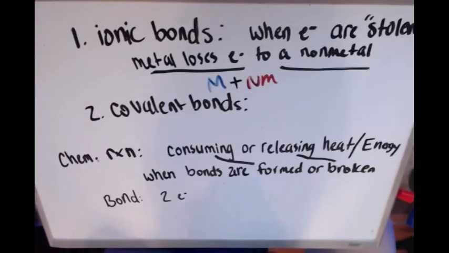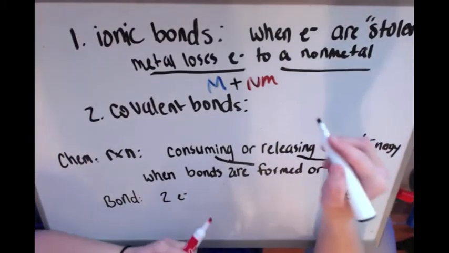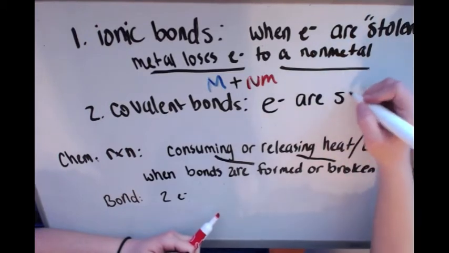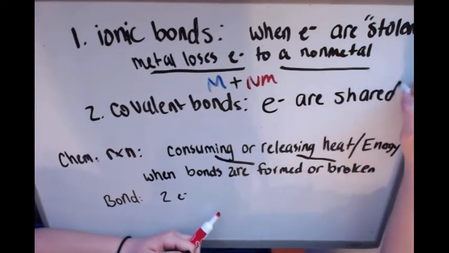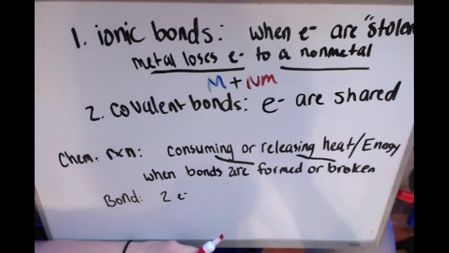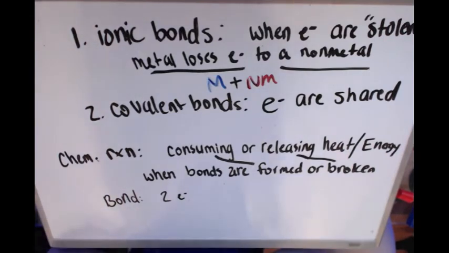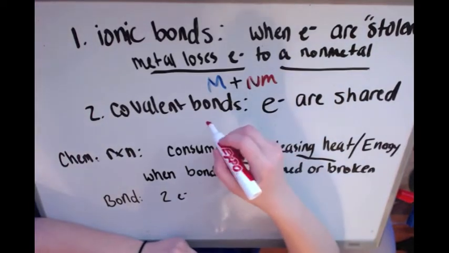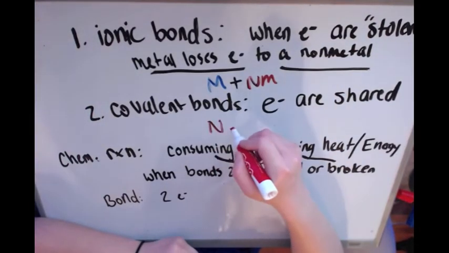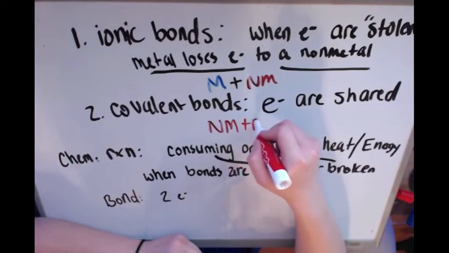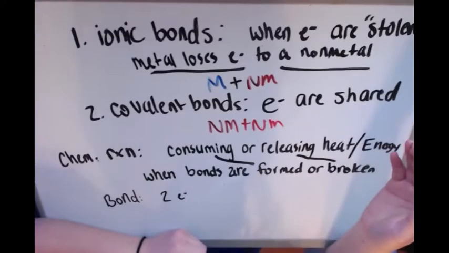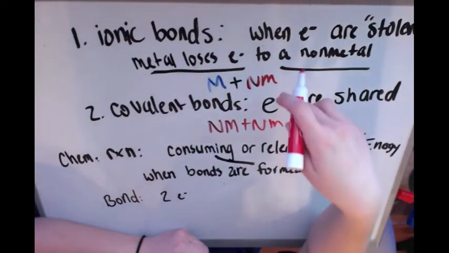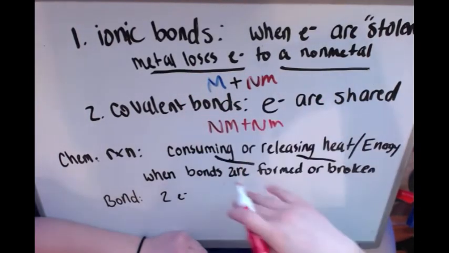Okay? In the instance of a covalent bond, electrons are shared. This only happens on what we call the right side of the periodic table. A covalent bond only occurs between a nonmetal and a nonmetal. So it's on the right side of the periodic table. Ionic bonds occur between things on the left side of the periodic table and things on the right side. You see the difference?